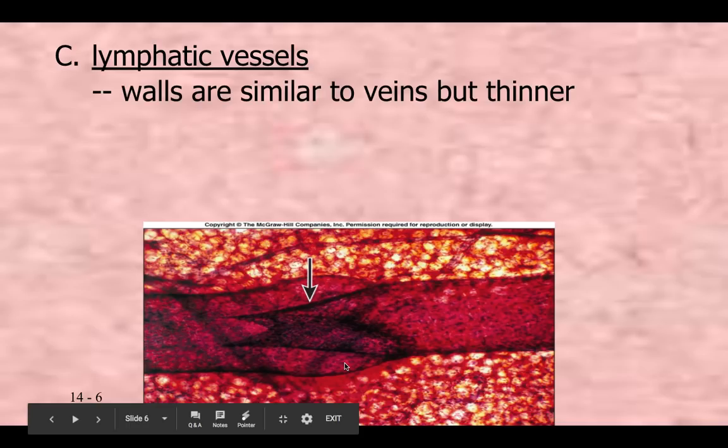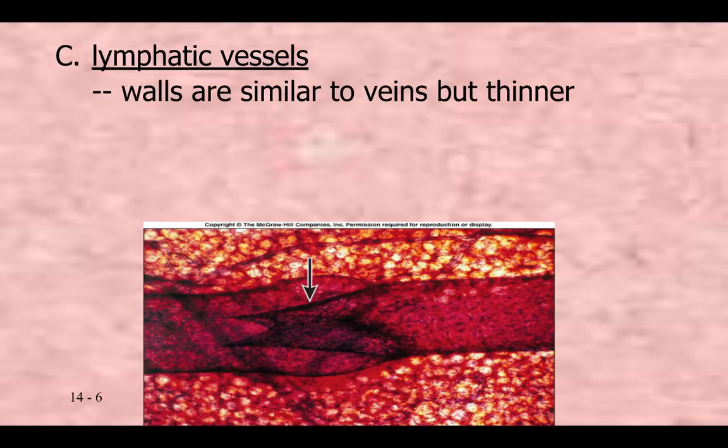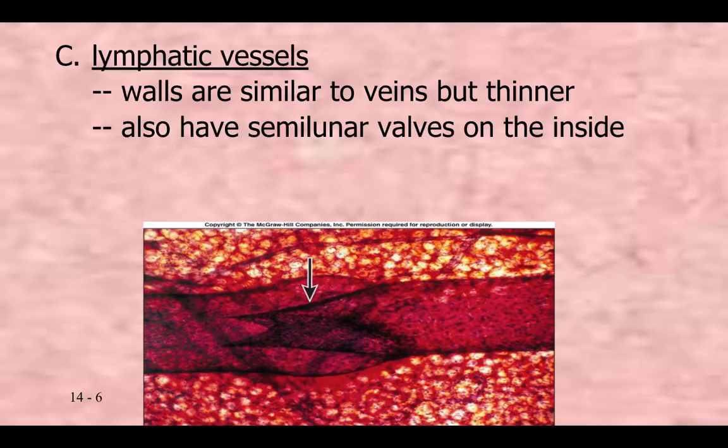This is a close image of a lymph vessel. So we've already collected in the capillary. It's going to be pumped through the vessel, and we can see here a valve that exists. This arrow is pointing to the valve. The walls are similar to veins, but they're a lot thinner, and they do have valves. These are semi-lunar valves, and this is going to prevent backflow. We're pumping it in one direction. We want to pump it to a node next.